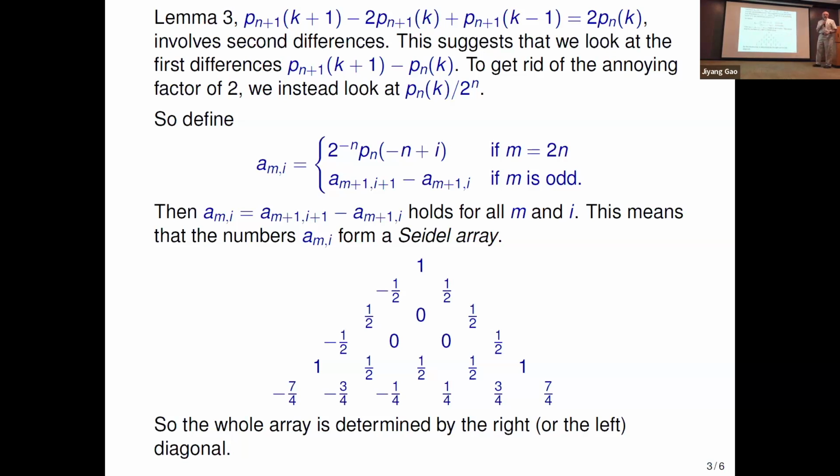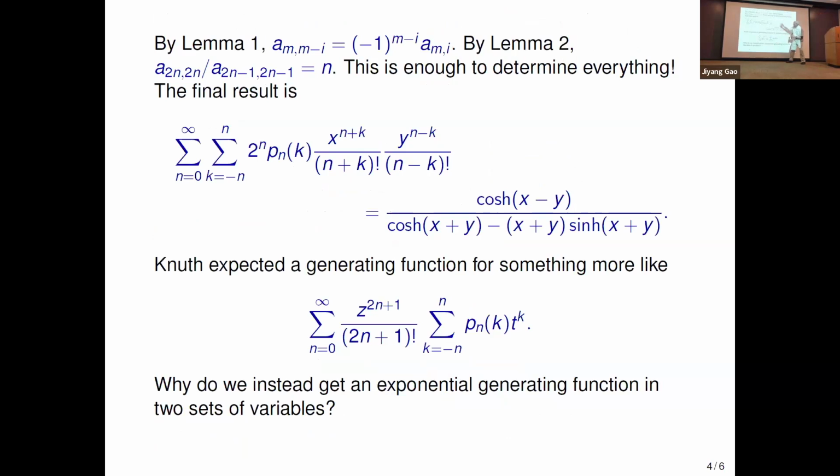And that means that these numbers a and I form what's called a sidal array. And that means that if you take the difference of two consecutive numbers here, you get the number above it in the middle. So much for that. Okay, so lemma 1, which went by pretty quickly, is this formula, and lemma 2 is essentially equivalent to this formula. And it turns out surprisingly that knowing that we have a sidal array and those two restrictions, that's enough to determine the generating function, which is given by this expression.